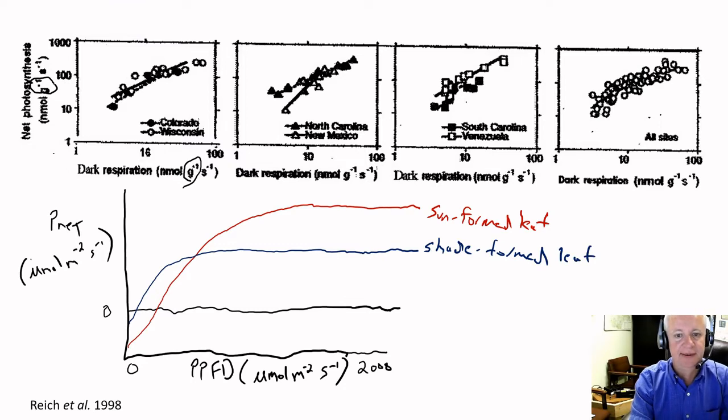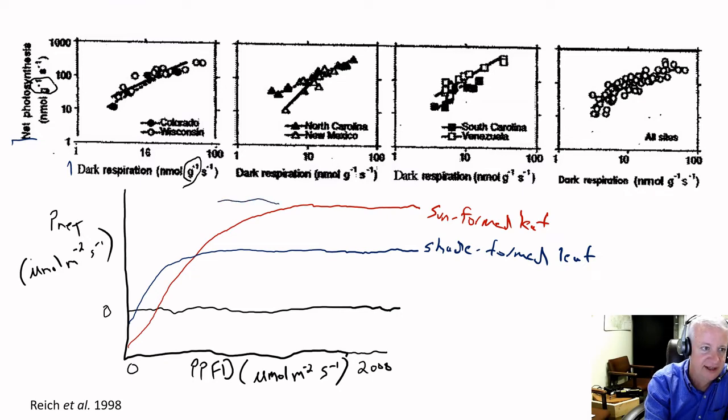So let's think about then the parameters associated with these two leaves. First, let's look at the parameters equivalent to these figures above, the net photosynthesis rate and the dark respiration rate. So by net photosynthesis rate, they're likely talking about light saturated net photosynthesis rate. So obviously in the sun-formed leaf, it has a higher light saturated net photosynthesis rate and a more negative or a higher respiration rate.